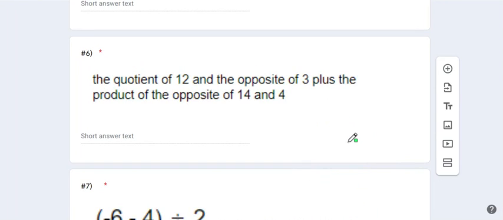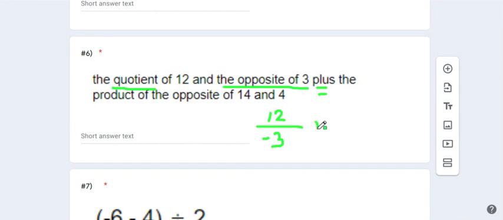Okay, I'll set number 6 up for you, and then you finish solving by order of operations. So it says the quotient, that's division, the quotient of 12 and the opposite of 3. So 12 and the opposite of 3. The opposite of 3 looks like this, negative 3. Notice how I put a horizontal fraction bar to show division, right? I'm dividing 12 and the opposite of 3. So 12 divided by negative 3.